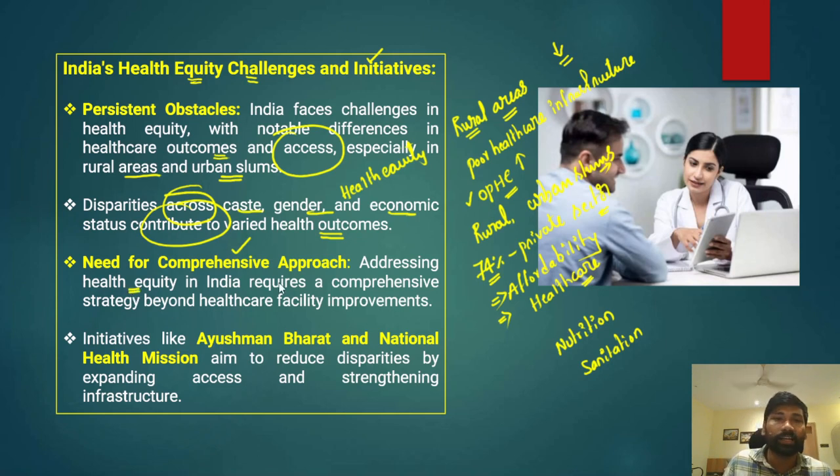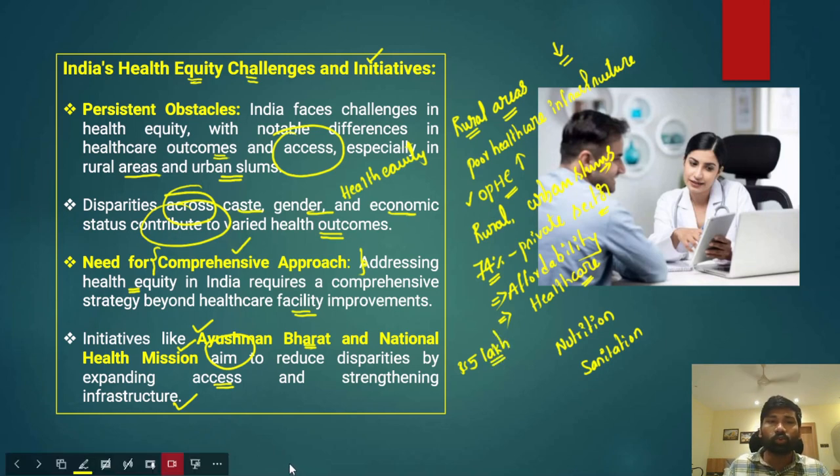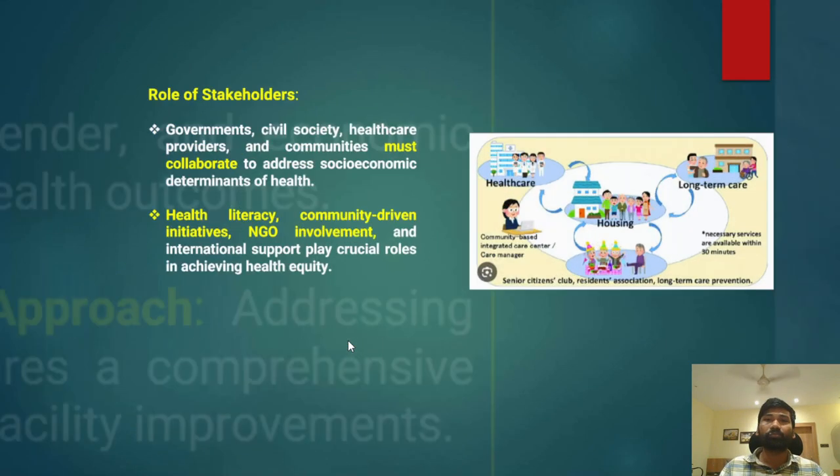And when we say that, in order to ensure health equity through a comprehensive approach, that definitely improves healthcare in India. That could make healthcare in India more holistic. So there are initiatives like Ayushman Bharat and National Health Mission. They aim to reduce the disparities in access and strengthen the existing infrastructure. Now, if you look at Ayushman Bharat, it actually provides rupees 5 lakh health insurance to every household, right? So those programs are actually reducing the disparities within a country like India.